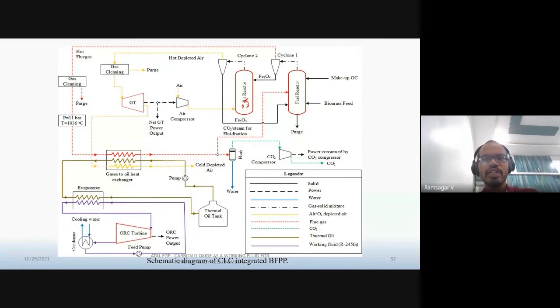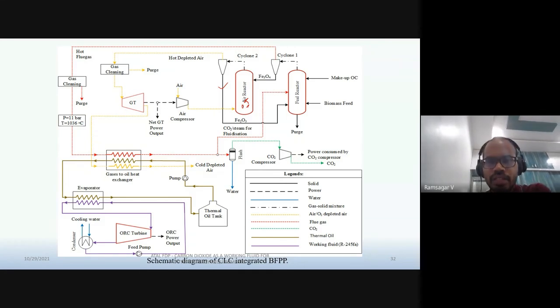as we are increasing the air reactor operating temperature, this also represents the fuel oxide temperature.